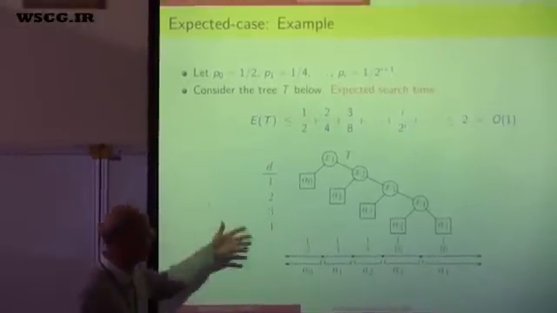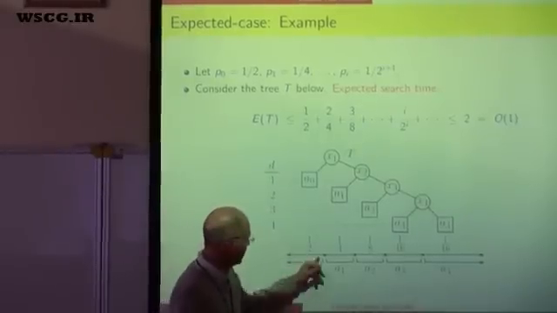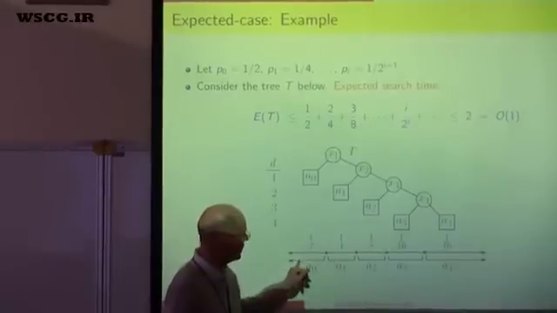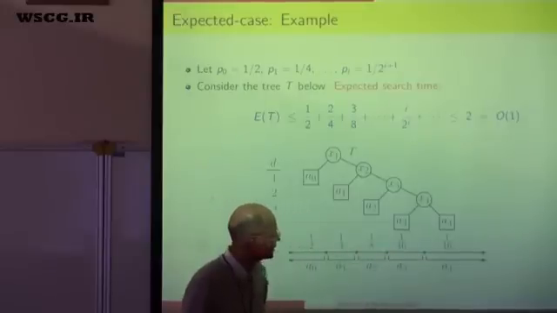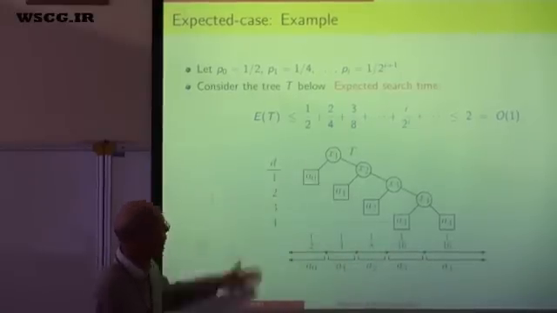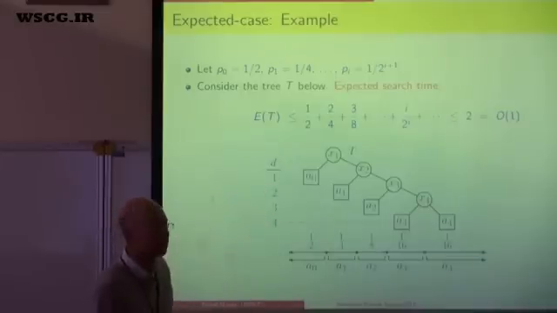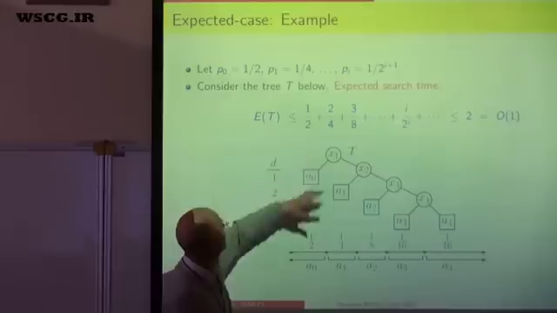Okay, so here's a simple example of this kind of thing. Suppose I tell you that this region A0 is very likely to be accessed, with an access probability of 1/2, and then 1/4, 1/8, 1/16, 1/16. Okay, and I claim that, let's consider this particular tree here, which, by the way, is the optimal tree in this particular instance. But irrespective of whether it was optimal, you can evaluate its cost as follows.